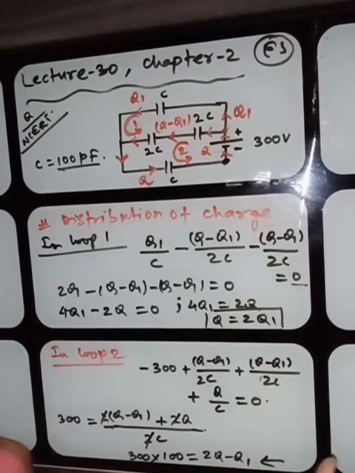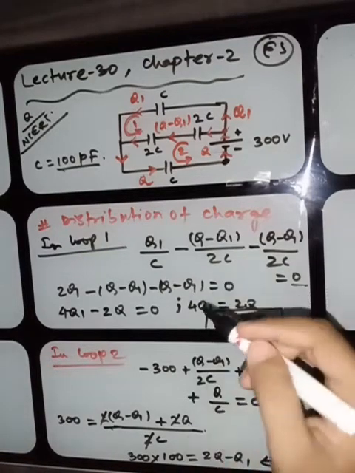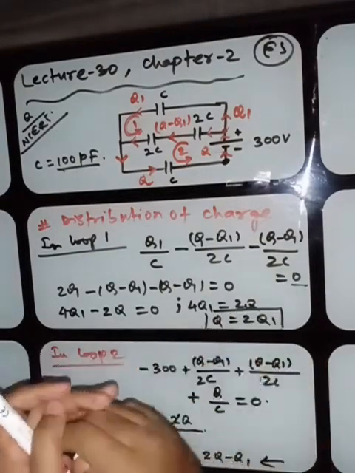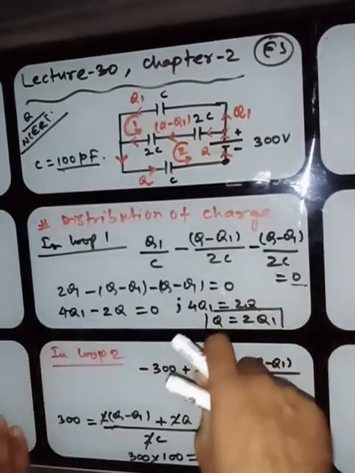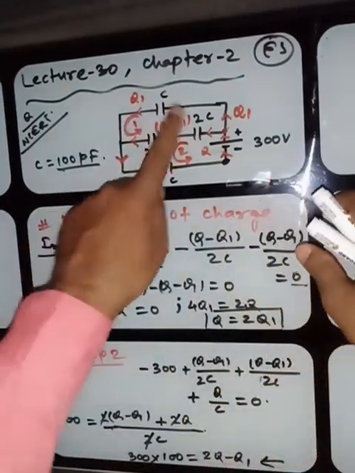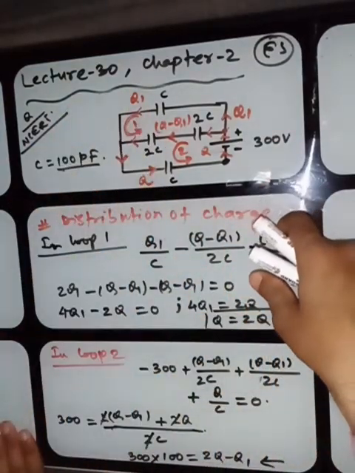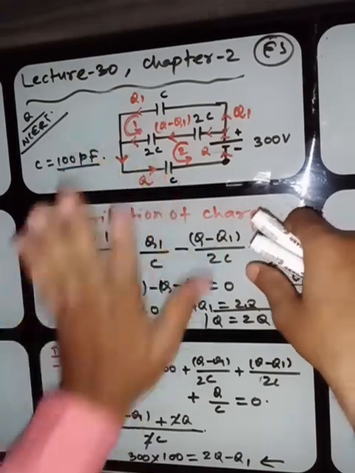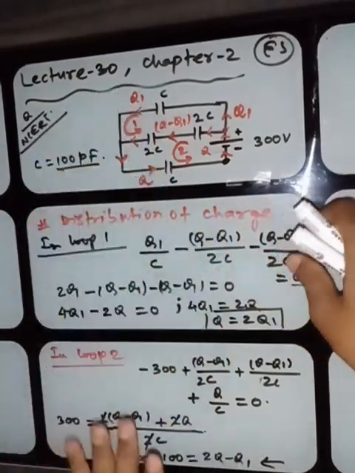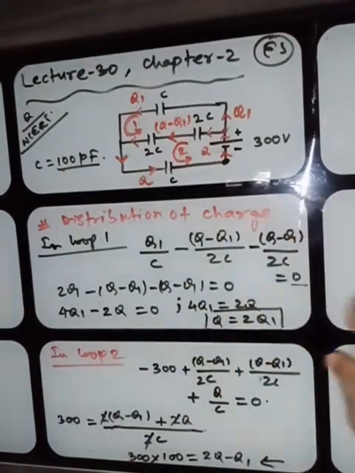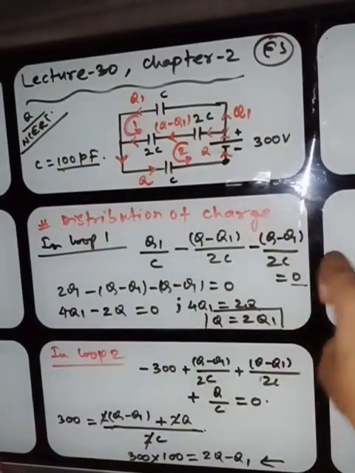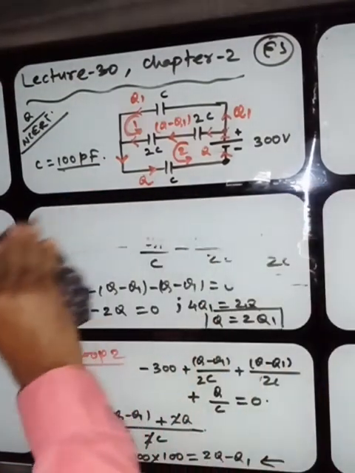You have calculated here the Q. But what was the question? The question was, in this particular circuit, you have to find charge on each capacitor. Listen carefully. You have to find charge on each capacitor and potential across each capacitor. I hope you have written this particular.